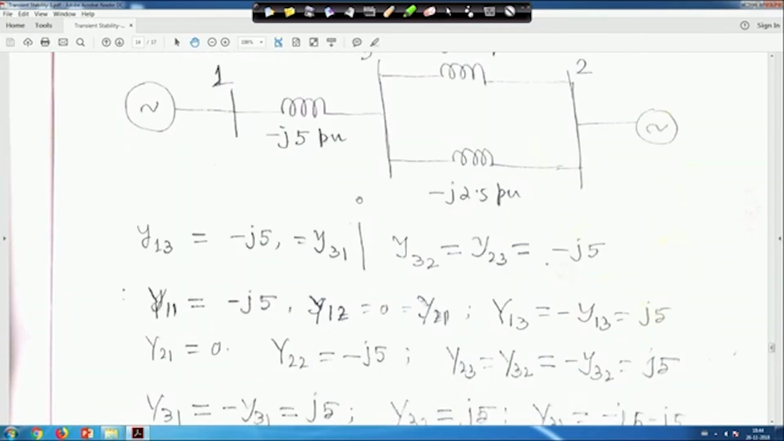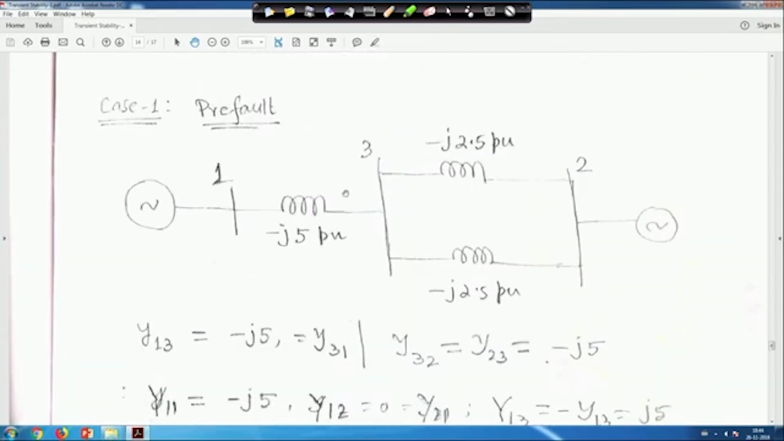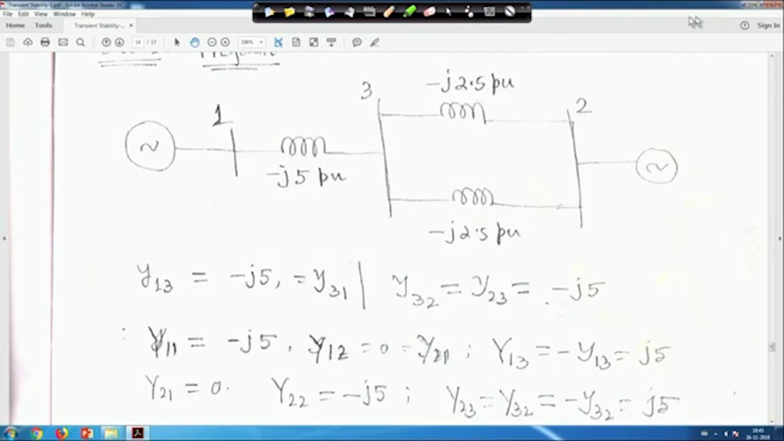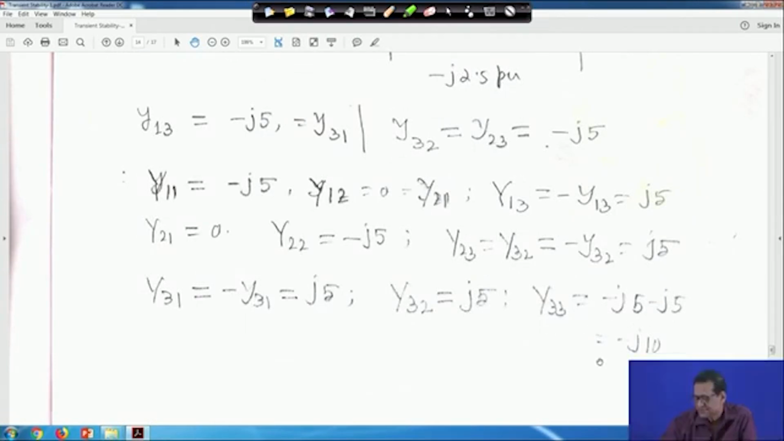Similarly, capital Y31 is equal to minus small y31, which is equal to j5. That means we know that y13 is equal to y31, which is j5. So when we make the off-diagonal elements, capital Y31 will be minus small y31, which is j5, and capital Y32 will also be j5, because 3 to 2 will be added and it will be minus small y32. So it will be j5, and Y33 will be minus j5 minus j5, which is equal to minus j10.